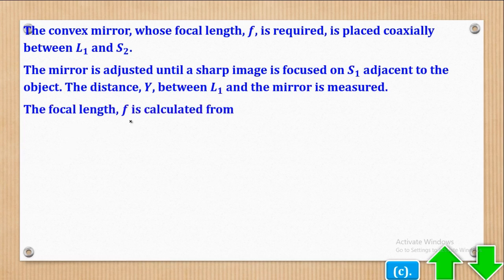The focal length is therefore calculated from this formula: f is equal to (x minus y) over 2. Now here they didn't tell us to derive this formula, they only told us to describe an experiment, so there is no need to derive how this f comes about. So just quote it, and that is all. So now we shall go to part C.